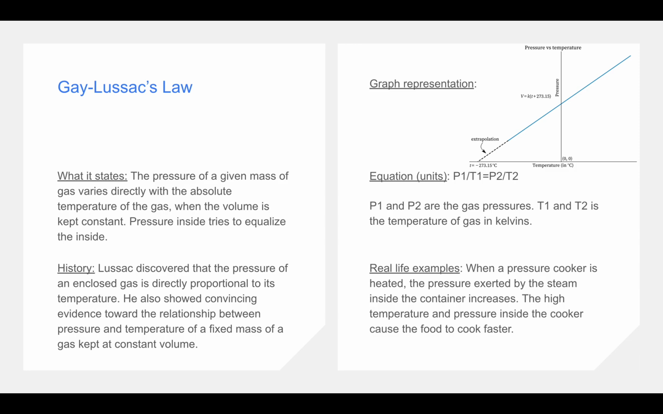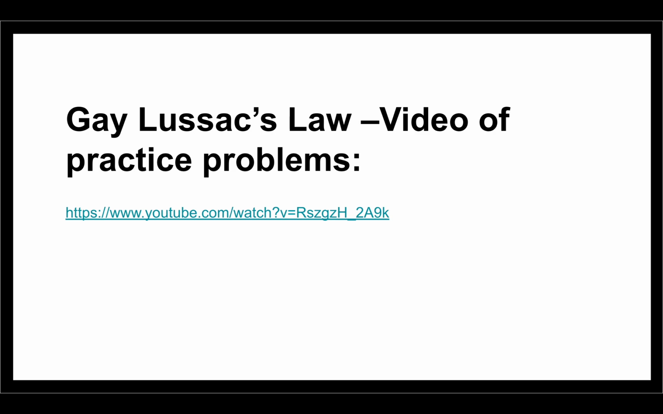And this is a graph representation at the left about the pressure versus the temperature. And the equation would be the pressure over temperature equals the second pressure over the second temperature, in kelvins. And a real life example would be a pressure cooker: when it's heated, the pressure exerted by the steam inside the container increases. So the higher the temperature, the faster it's cooked. And this link to YouTube takes you to some practice problems of Gay-Lussac's law.